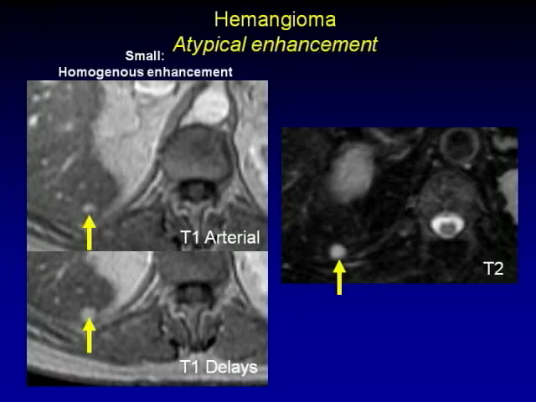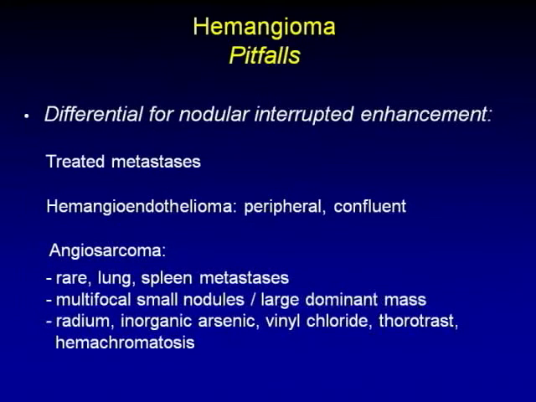So what about some pitfalls? Now, we talk about interrupted peripheral nodular enhancement. Are there any other things that can enhance like this? And, how life is, of course, the answer is yes. So there are examples of treated metastases. Now, this is uncommon. So if they show you a treated MET mimicking a hemangioma, you're probably doing quite well. Treated metastases can do that.